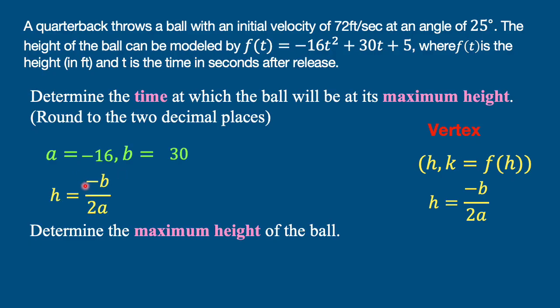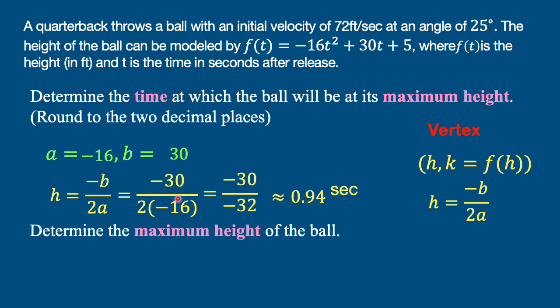So h is gonna be negative b over 2a, which means negative 30 over 2 times negative 16. 2 times negative 16 is negative 32. Negative 30 over negative 32, negatives cancel out. When you use a calculator, you're gonna find the time. h is gonna be 0.94 seconds. If you got a negative, your computation is wrong because h represents time, guys, okay? This is the x value of the vertex, guys, okay?